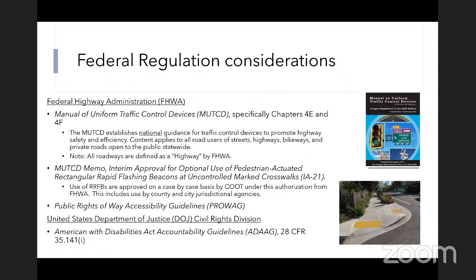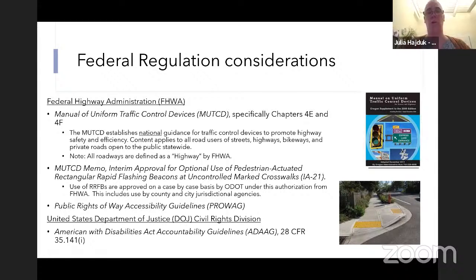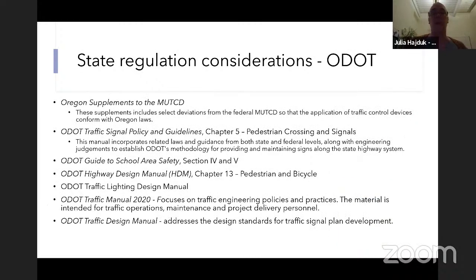So federal regulations, and again, when Bob says we have to follow the criteria, it's not like there's 3 criteria. It's a book that we have to make sure we follow. That's why our on-call traffic consultant essentially helps us with the design to make sure that we're crossing all of our T's and dotting all of our I's. We also have state regulations, primarily ODOT, and there are supplements to the MUTCD that Bob was referring to.